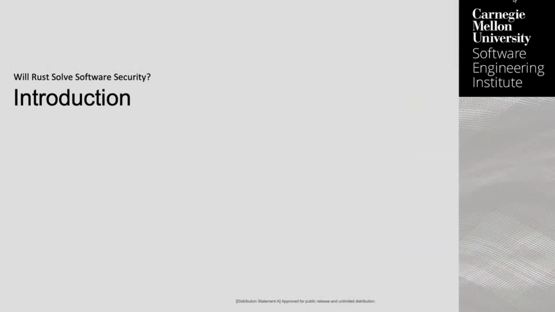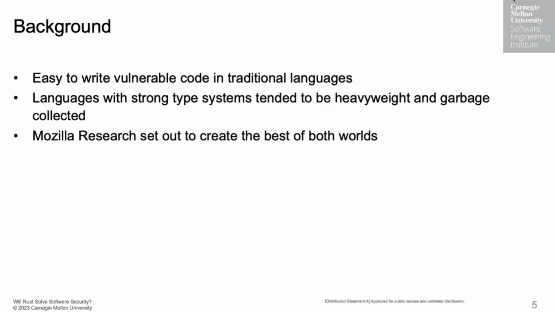So, a little bit of introduction and background on Rust. In traditional programming languages like C, it's easy to write code that has security vulnerabilities in it, especially memory safety vulnerabilities like buffer overflows or use after frees. Some languages have strong type systems and other safety guarantees, think Java, but they're heavyweight, with a big runtime, really slow, and garbage collection causes non-deterministic performance, along with a lot of other downsides.